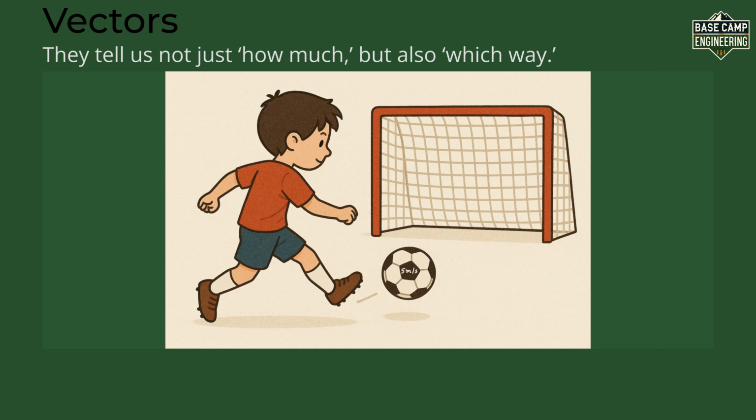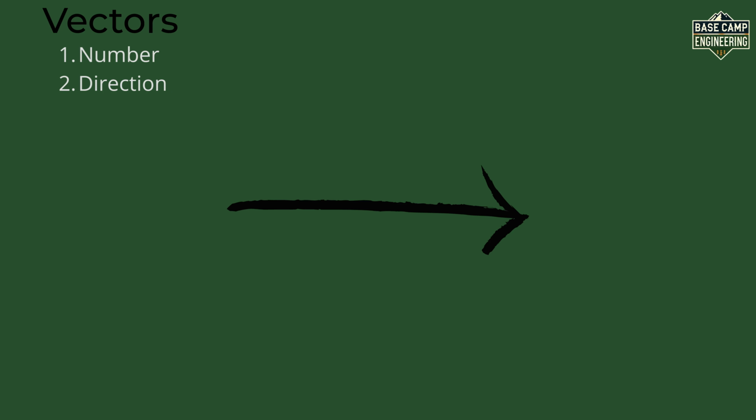Vectors are super important in engineering because they help us understand how forces and motion work when things move in different directions. Here is how vectors work. They have two parts, a number and a direction. We show vectors with arrows. The length of the arrow shows how big the vector is, and the way the arrow points shows the direction.